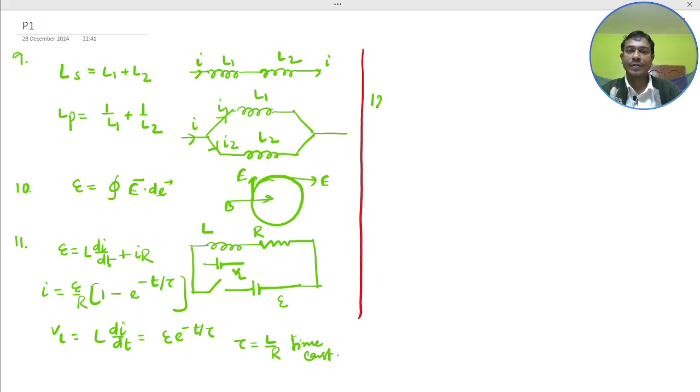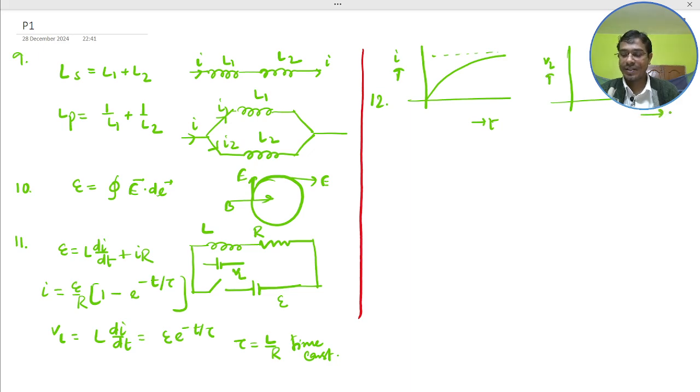So next one, and one thing is that here the graph I versus t, and this graph is the I versus t graph, that would be increasing exponentially, and for the VL versus time decreasing exponentially, and this value becomes epsilon and this value epsilon by R.